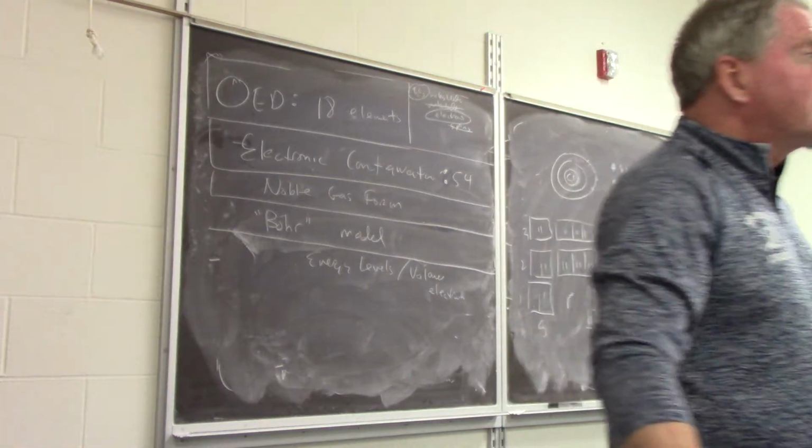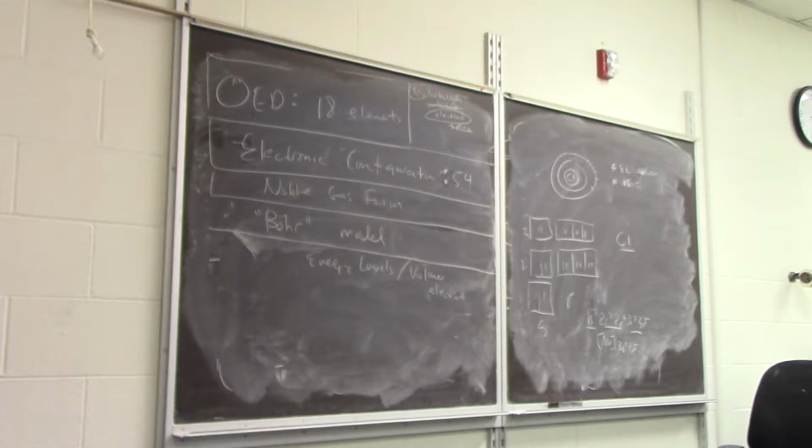How many valence electrons does magnesium have? 2. How many valence electrons did oxygen have? 6. How many did chlorine have? 7. How many did argon have? 8. Okay. So the periodic table gives you a hint how to figure that out without doing all this stuff.